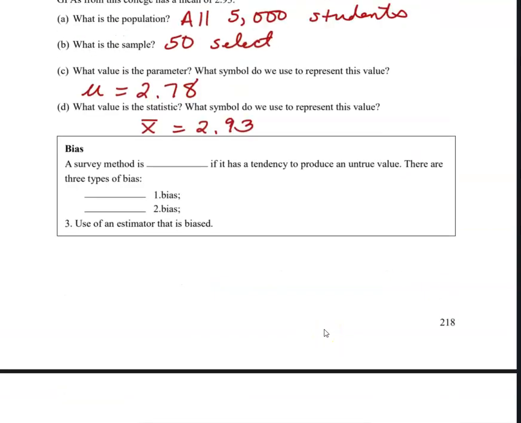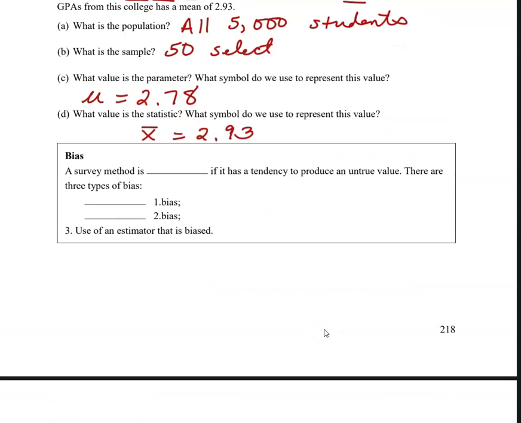Let's talk a little bit about biases and different types of biases we may see. Now, there's a lot of different types of biases in research, but there's a couple in this class that we really want to focus on. So a survey method is what we call biased if it has a tendency to produce untrue values. If something in the survey is causing the results to be off in some way, that means we have some type of bias. And like I said, there's lots of different types of biases out there in research. So when you take a research methods class down the road, you'll get more into the different types specific to your field. But a couple general ones we're going to focus on.